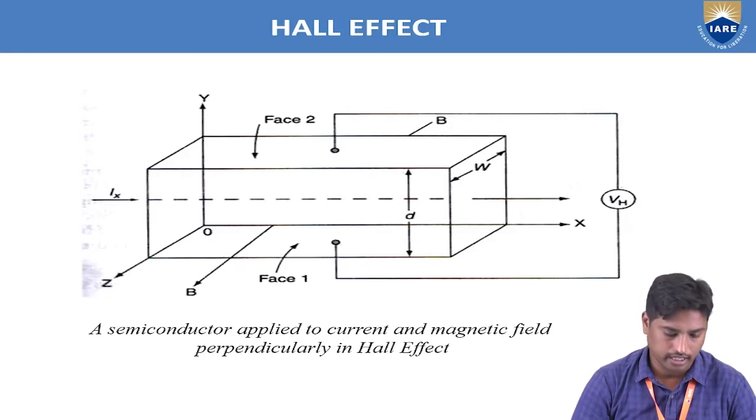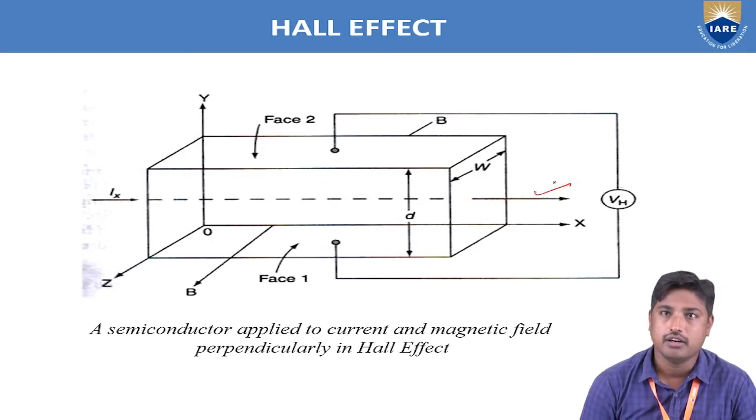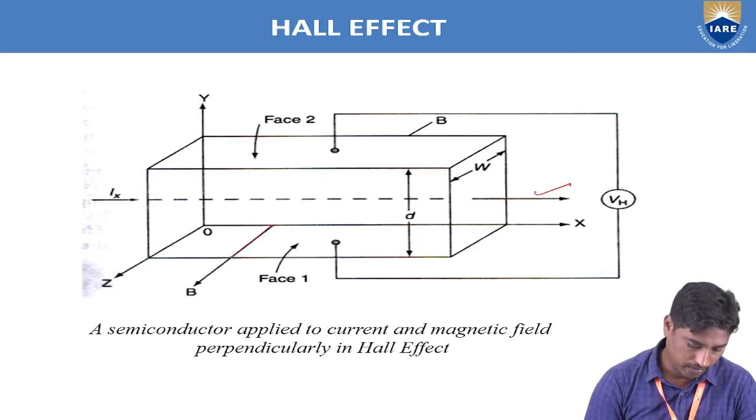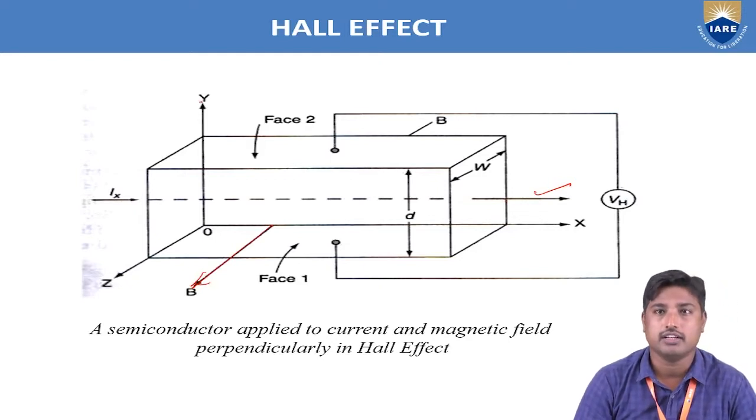So, this diagram clearly represents it. In the x-axis direction, current is flowing. With current flowing in the x direction, the magnetic field is applied in the perpendicular direction, the z-axis. In the y-axis direction, an electric field is generated, perpendicular to both the current and the applied magnetic field.